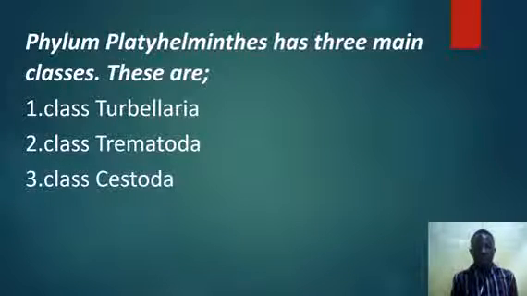Now the phylum Platyhelminthes also has 3 main classes. It has 3 main subgroups or classes. And these are the class Turbellaria, the class Trematoda, and the class Cestoda. So Turbellaria, Trematoda, and then Cestoda. These are the 3 main classes under the phylum Platyhelminthes.